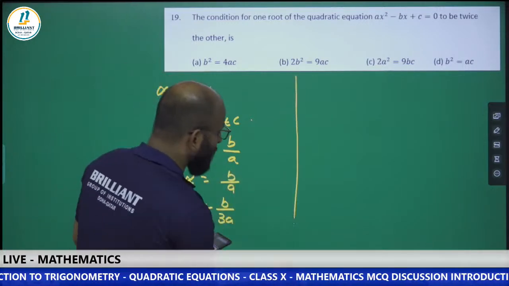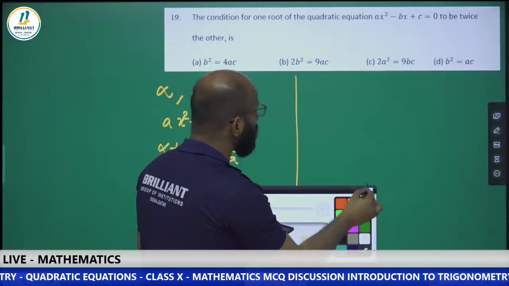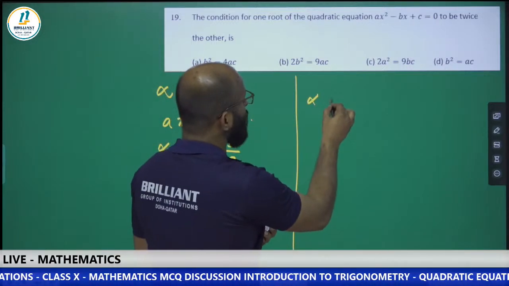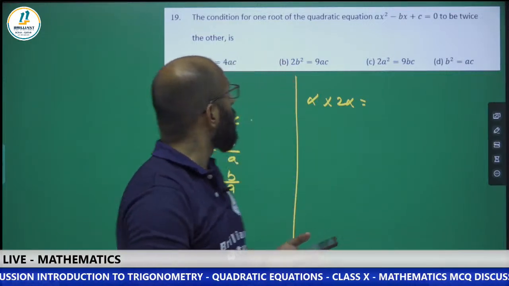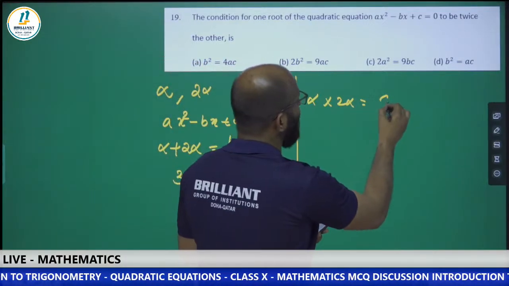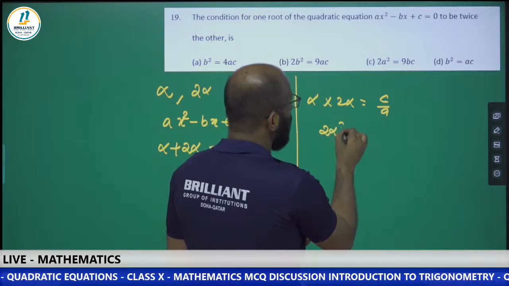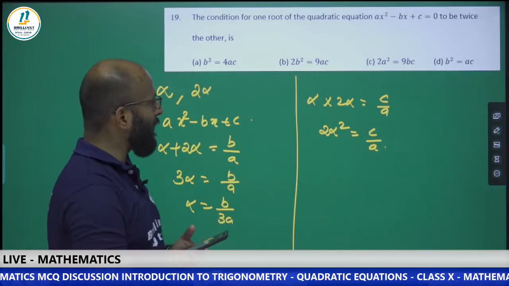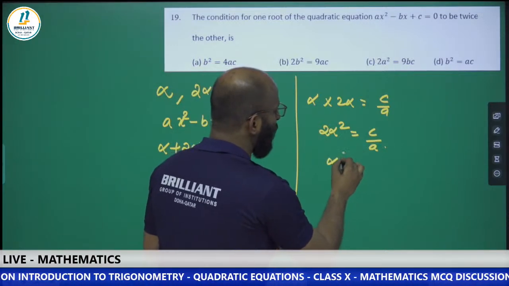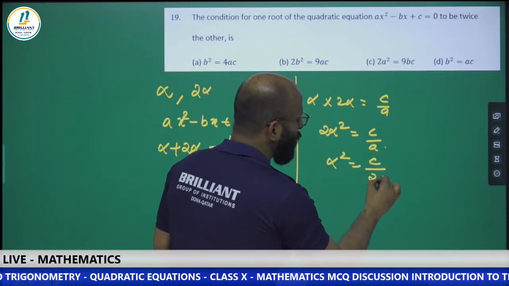Now I am considering the product of the roots. Alpha into 2 alpha is equal to the product of the roots, which is c by a. So 2 alpha square is equal to c by a. Taking 2 to the right side, alpha square is equal to c by 2a.